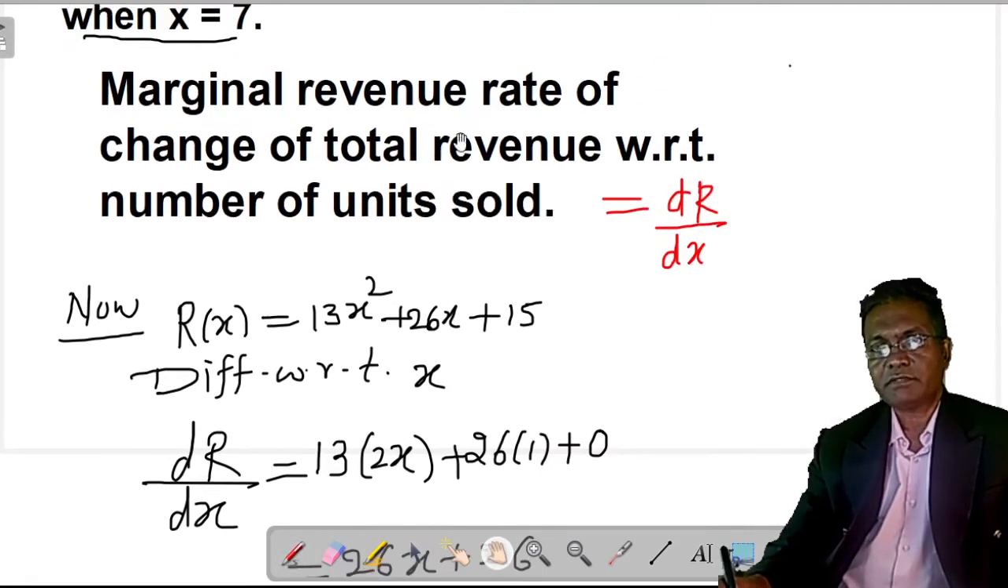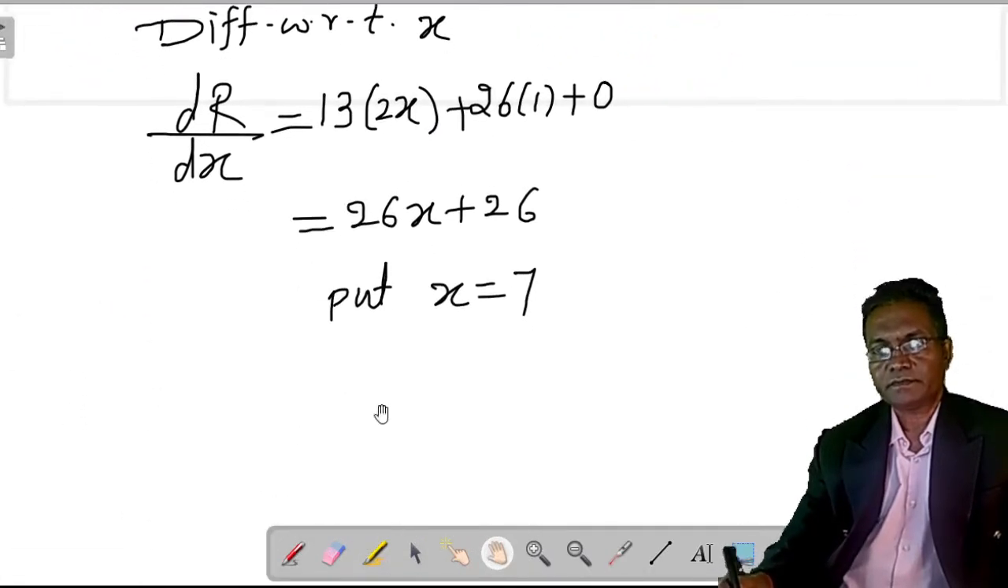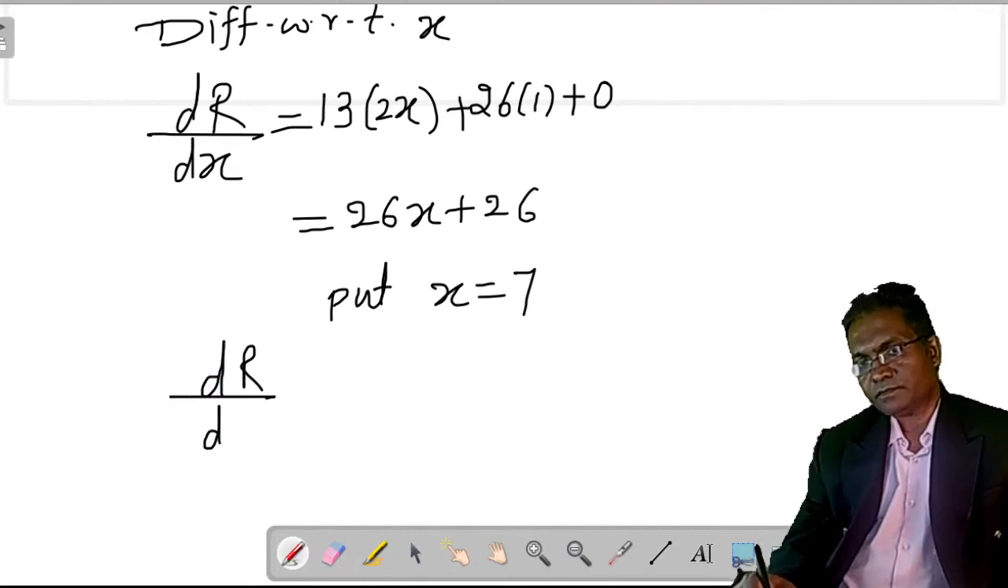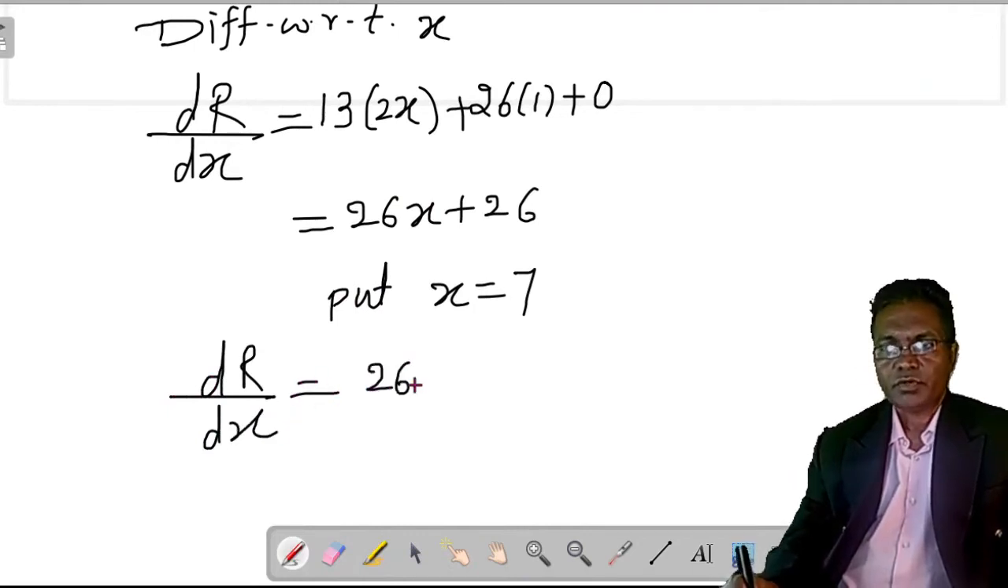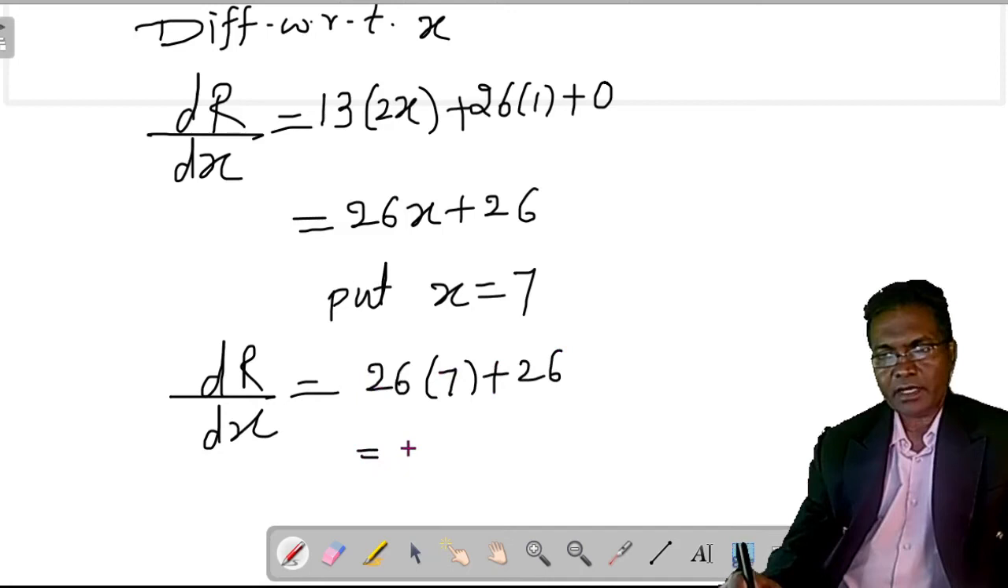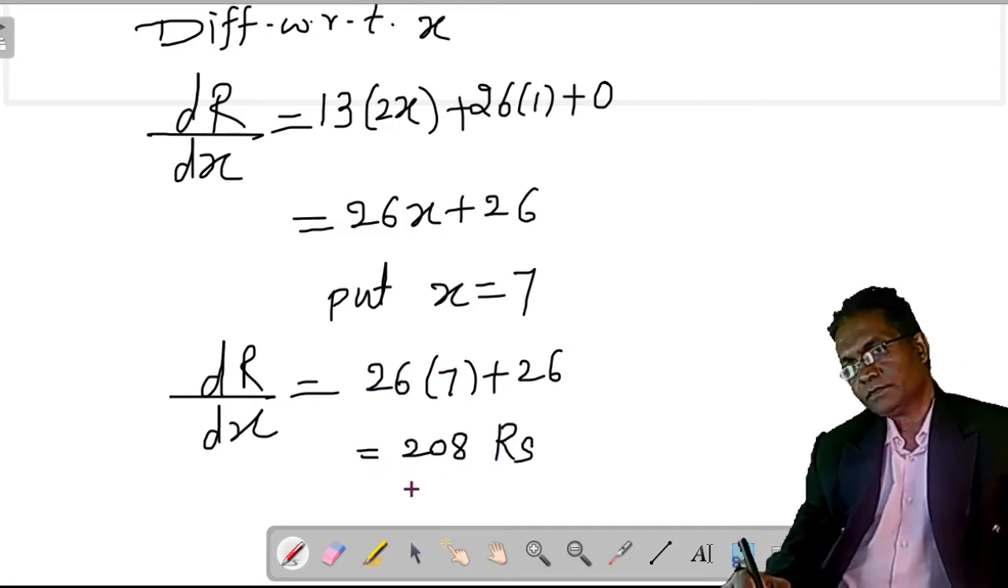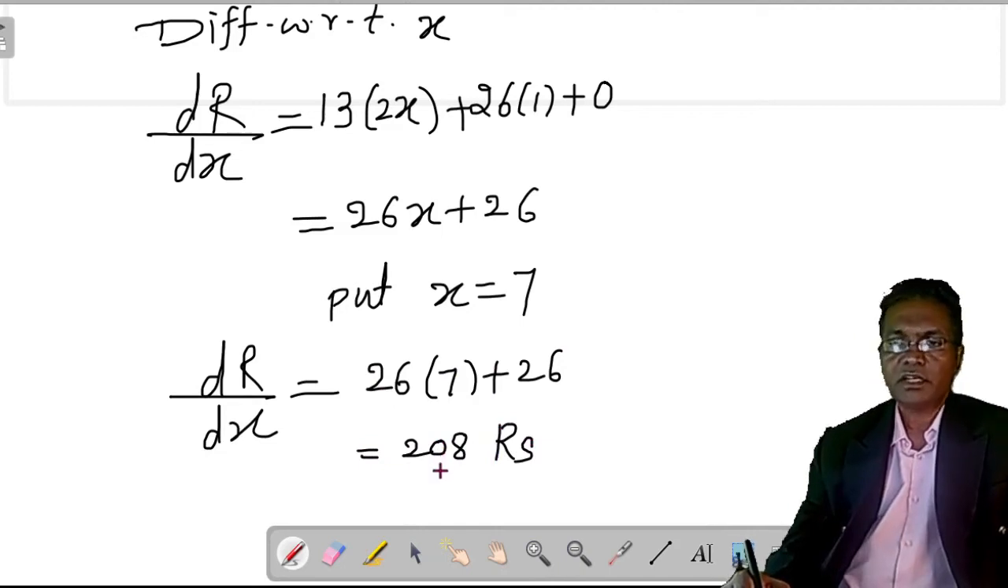Okay, let me check it once again. Yes. So dr by dx is equals to, substitute 26 into 7 plus 26, simplify it, you will be getting 208 rupees. So this is your marginal revenue when 7 units are produced.